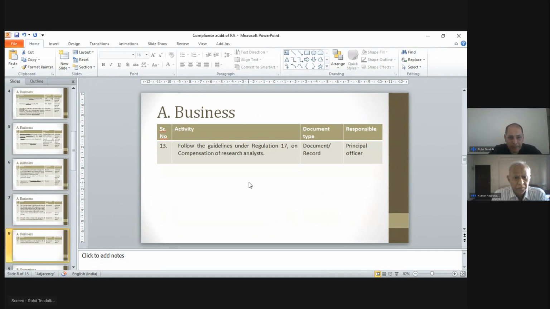Last point, that is point number 13 in the business, is follow the guidelines under regulation 17 on compensation of research analyst. This must be documented and all records must be maintained for audit purposes, for compliance audit purposes. Responsibility for maintaining the documents and records is cast on the principal officer.